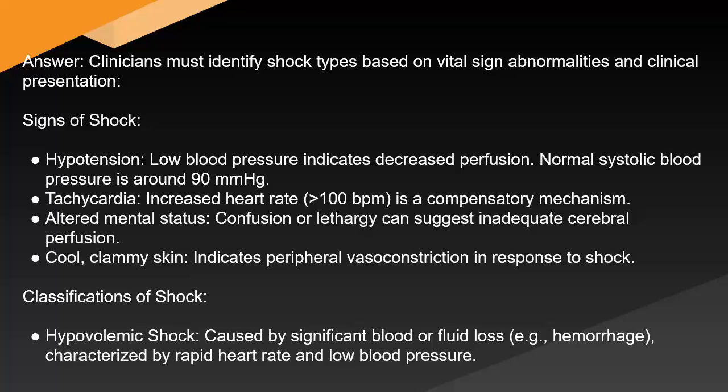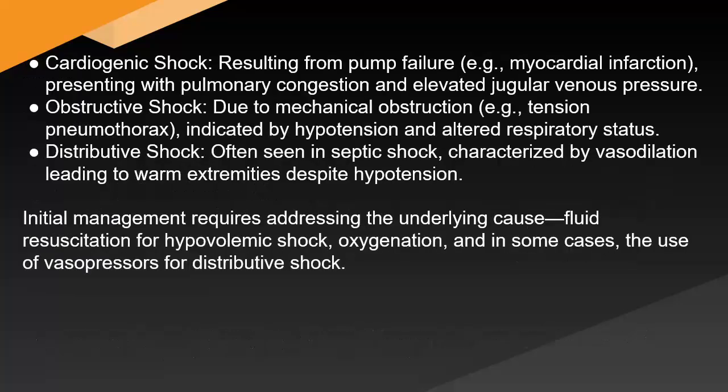Classifications of shock: hypovolemic shock, caused by significant blood or fluid loss, e.g., hemorrhage, characterized by rapid heart rate and low blood pressure. Cardiogenic shock, resulting from pump failure, e.g., myocardial infarction, presenting with pulmonary congestion and elevated jugular venous pressure. Obstructive shock, due to mechanical obstruction, e.g., tension pneumothorax, indicated by hypotension and altered respiratory status. Distributive shock, often seen in septic shock, characterized by vasodilation leading to warm extremities despite hypotension.